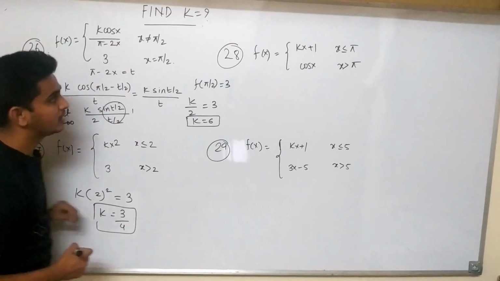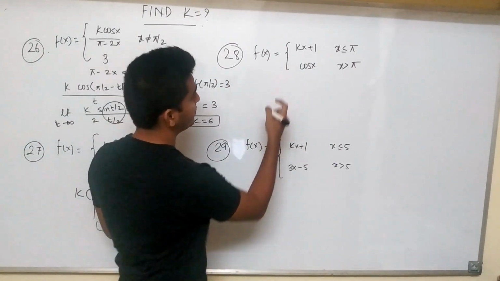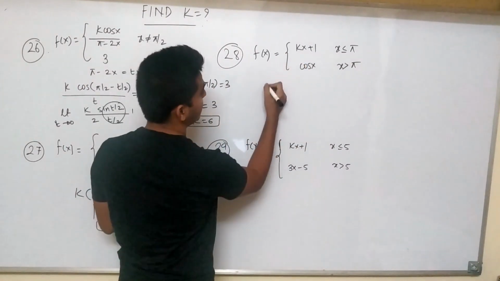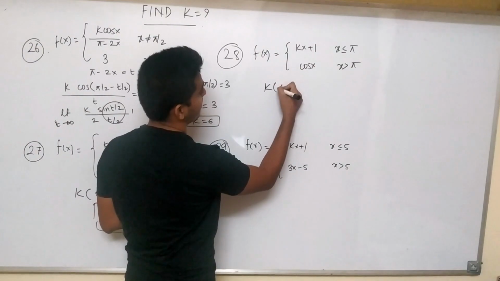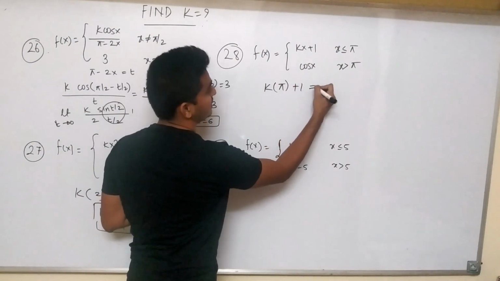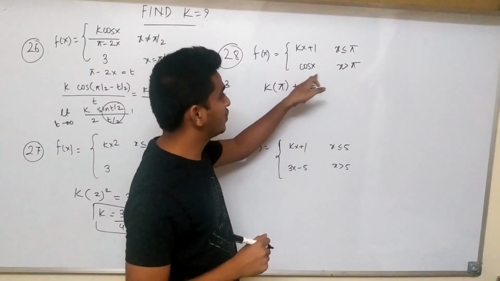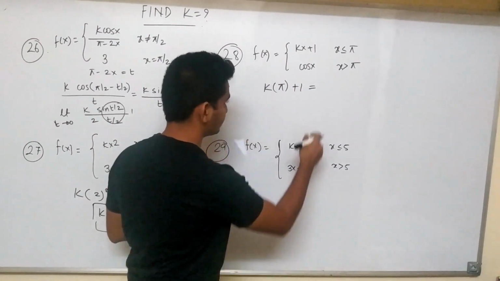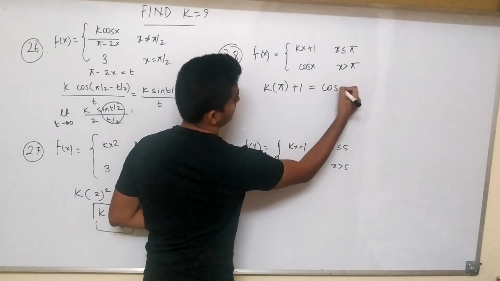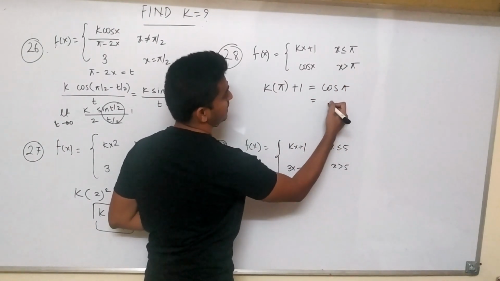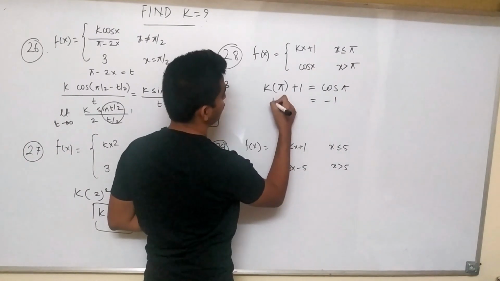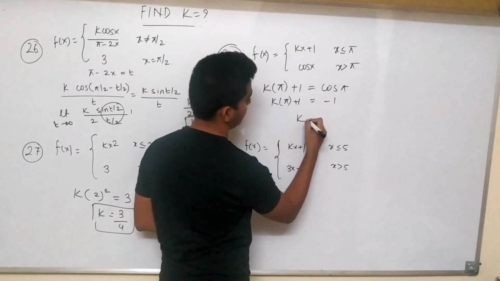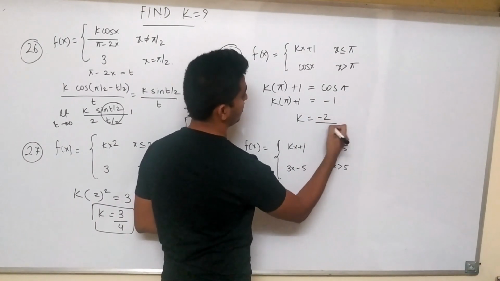That's your answer. Now we'll see the 28th problem, which says for anything less than or equal to pi, you have k times x plus 1, and this should be equal to cos of x. Why? Because we want to have the function as continuous. So what is cos of pi? It is necessarily minus 1. So you have k times pi plus 1 equals minus 1, so your k will be minus 2 upon pi.